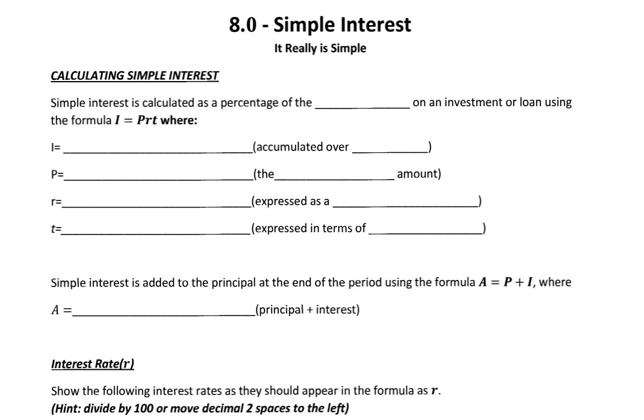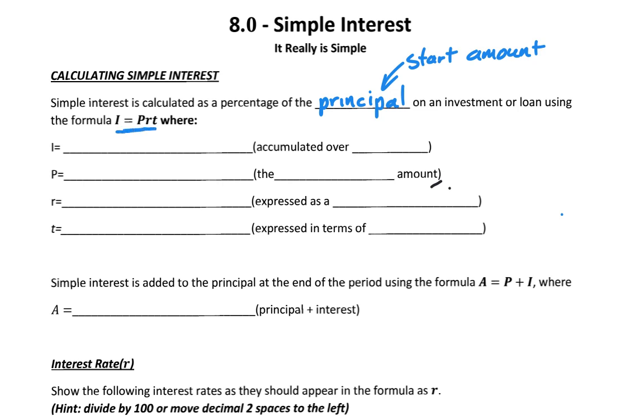Today we'll be studying a simple concept called simple interest. It's really very simple. Simple interest is calculated as a percentage of the original amount on an investment, otherwise known as the principal. The principal you can think of as the starting amount on an investment or a loan, using the formula I is equal to PRT, where the following is true.